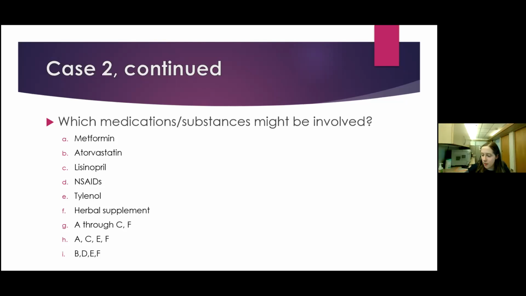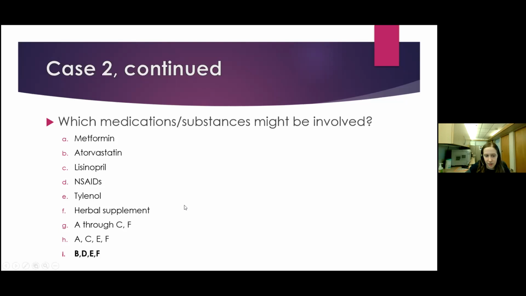All right, we've got a little bit more of a consensus this time, which is great. So most people voting for B, D, E, and F. So the atorvastatin, NSAIDs, Tylenol, and the supplement. 20% saying they're substituting out metformin for the statin, 7% saying the top 3 and F, and then 2% saying herbal supplement. And the correct answer here is I.